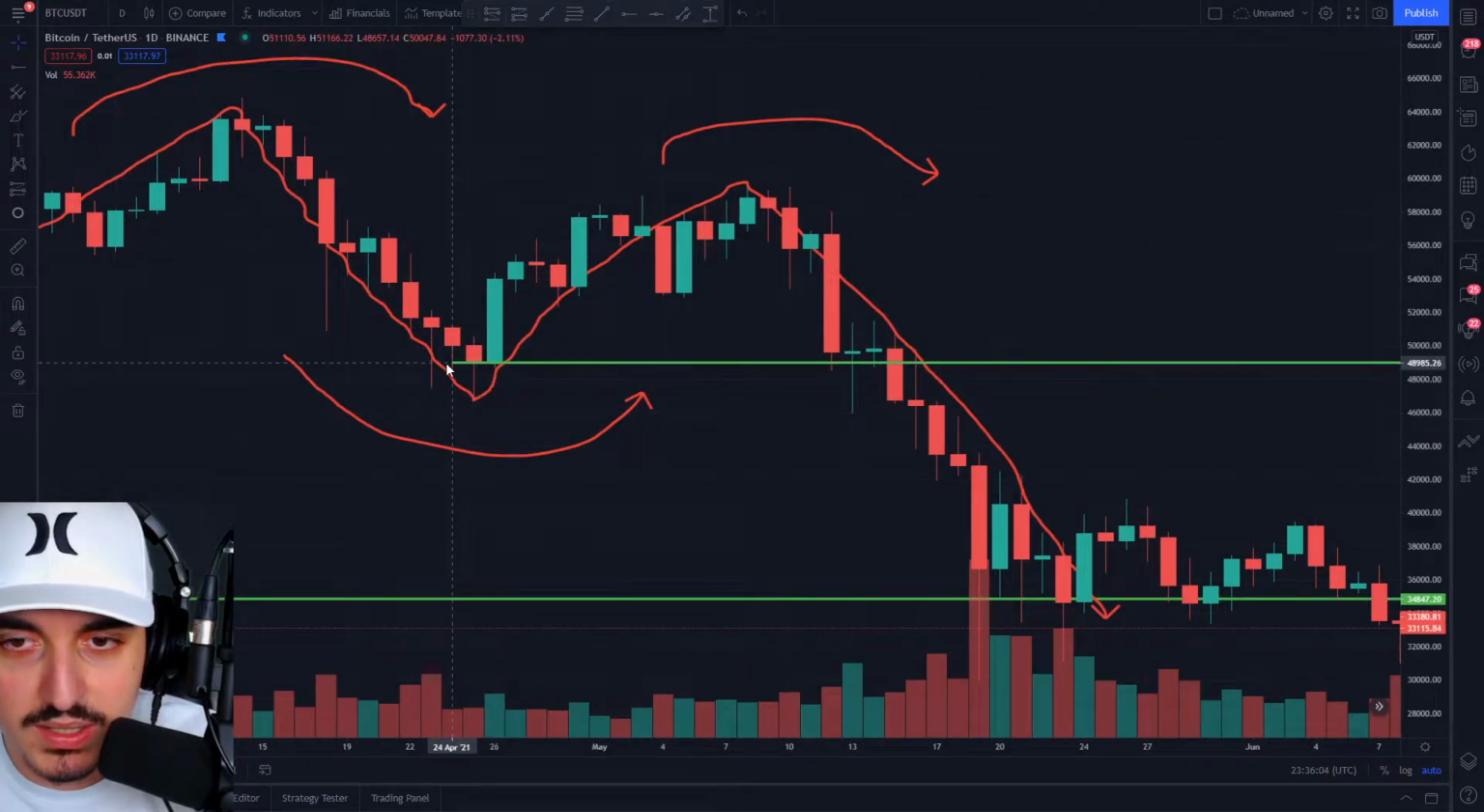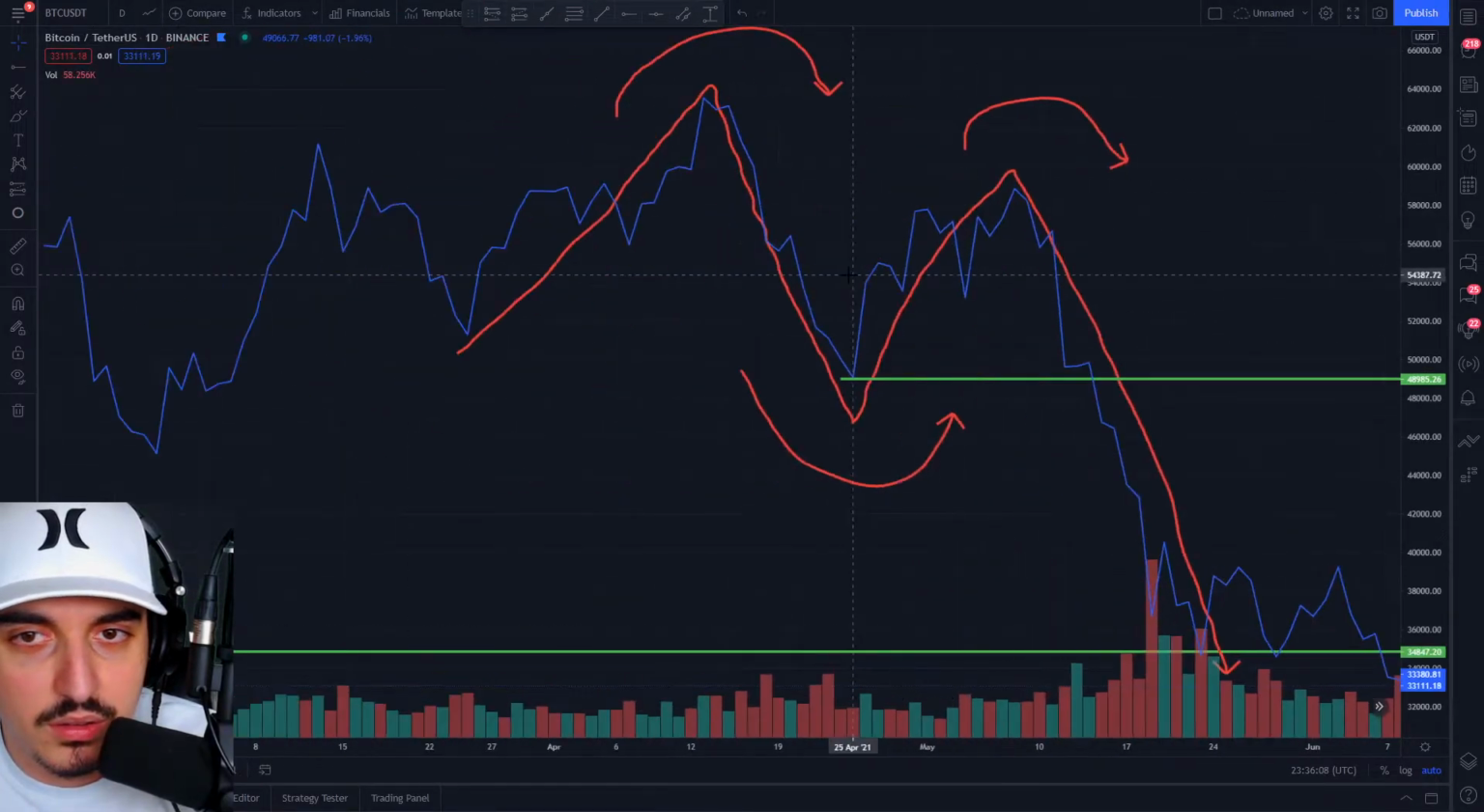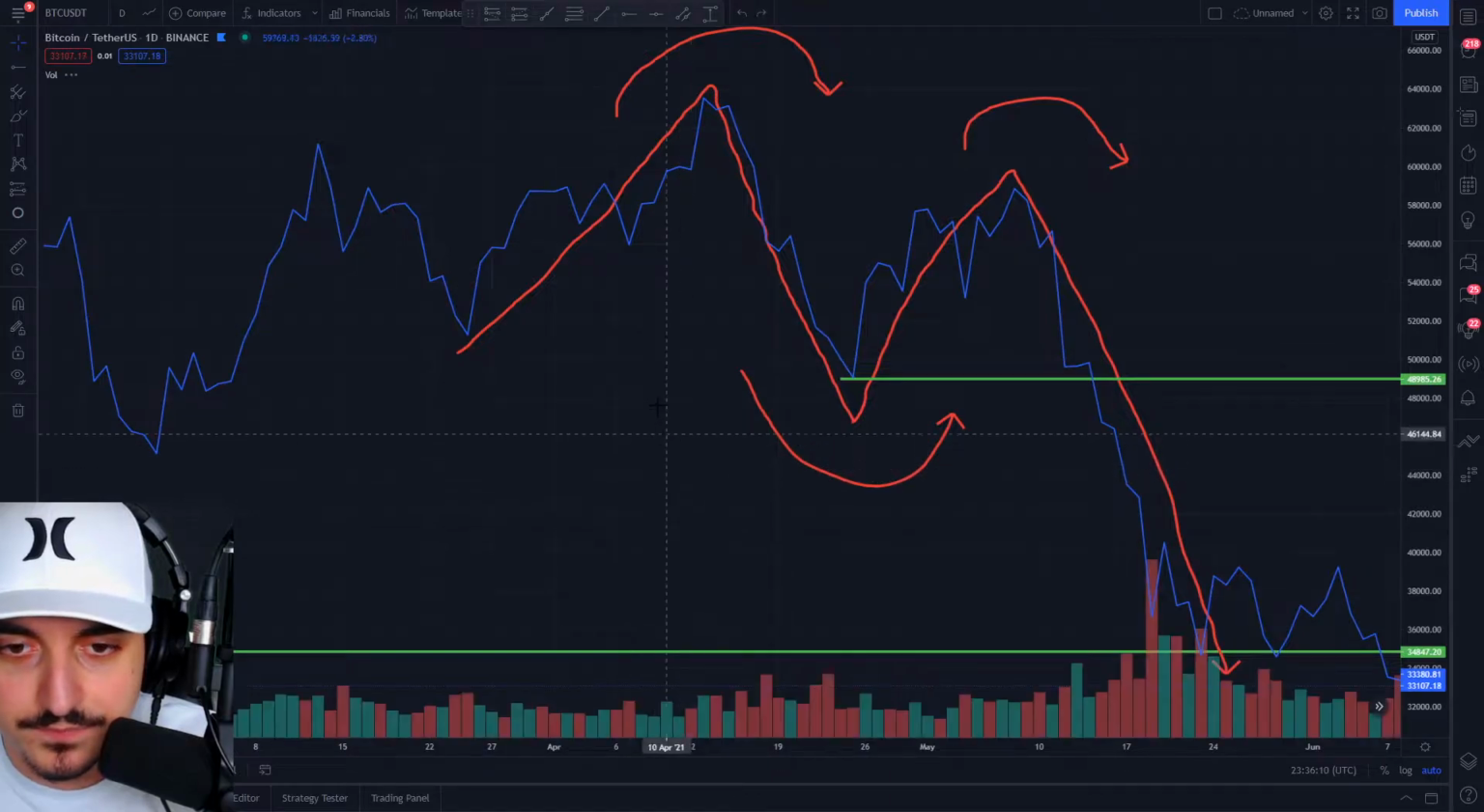Sometimes you can use it with the candlestick closes and it will give you a lot better look on top of the chart. So let's take a look.